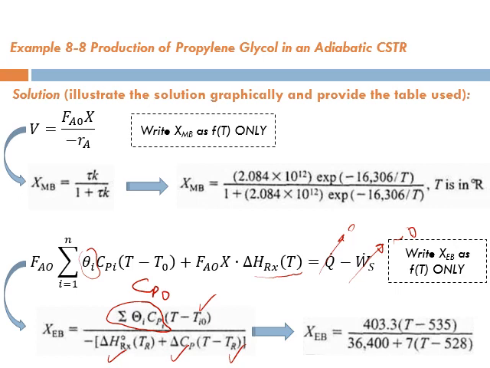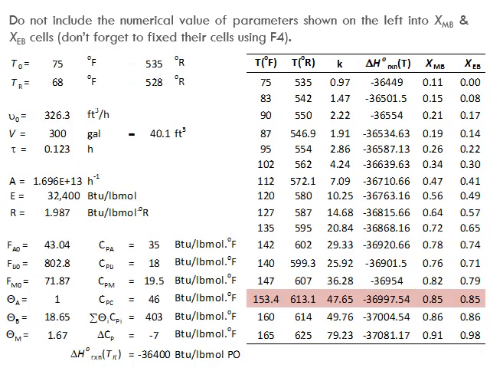Okay, now we have two equations. We have X_MB as a function of T, and we have X_EB also as a function of T. So let's plot these. How do we plot them? Basically, before we plot them, we need to construct a table. So let's learn how to construct this table.